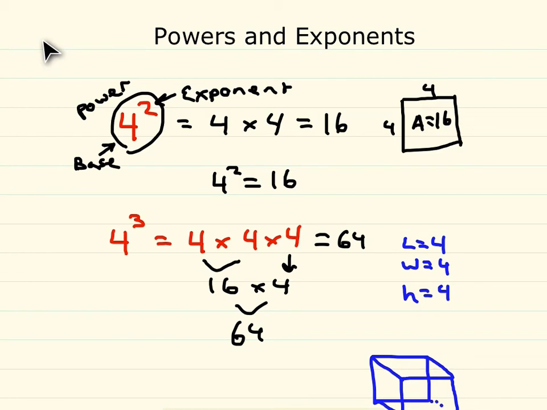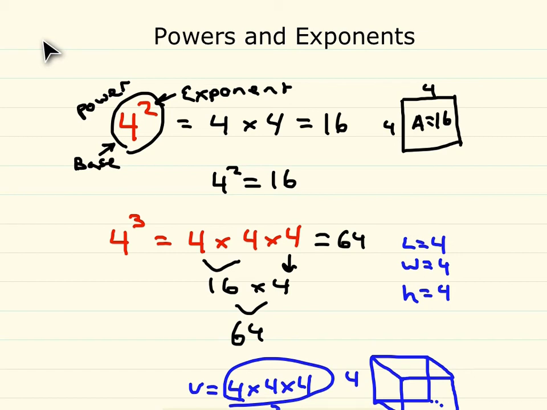Well, this shape would be a cube. It would have a length of 4, a width of 4, and a height of 4. To find the volume of this cube, it would be volume equals length times width times height. So 4 times 4 times 4, which is the same multiplication expression that matches 4 to the third power. So 4 to the third power is also called 4 cubed.